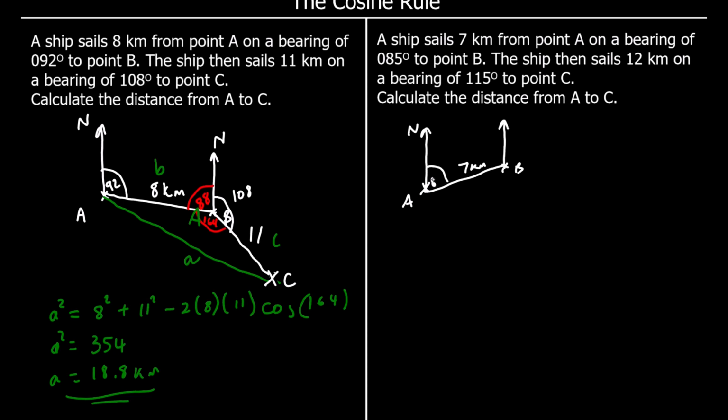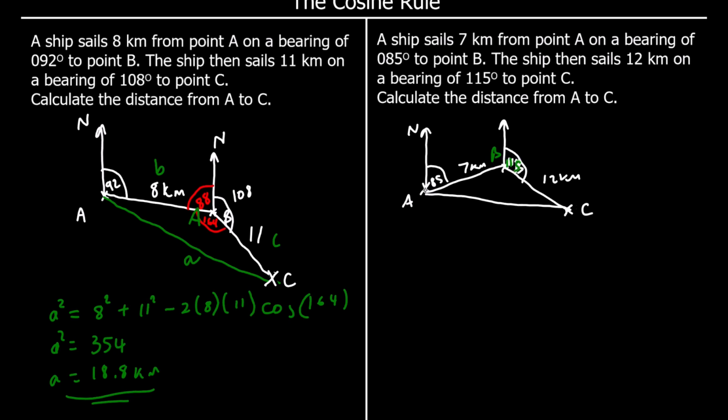So this is 85. It then goes 115 degrees to B, 12 kilometers, and it lands at C. Calculate the distance A to C.